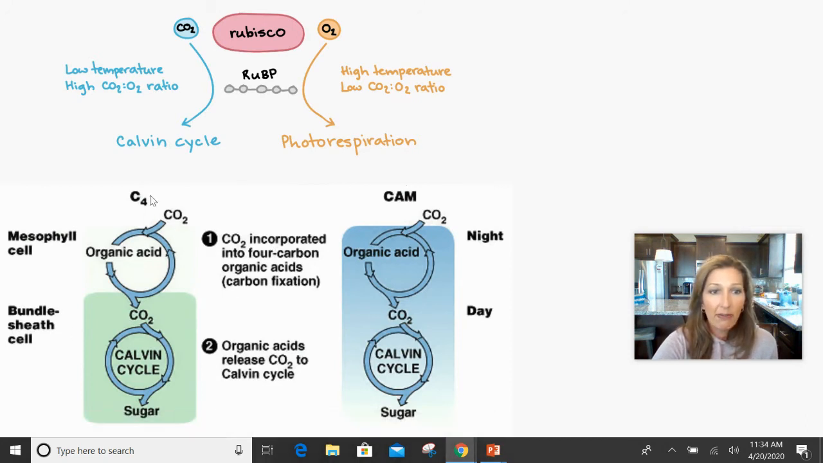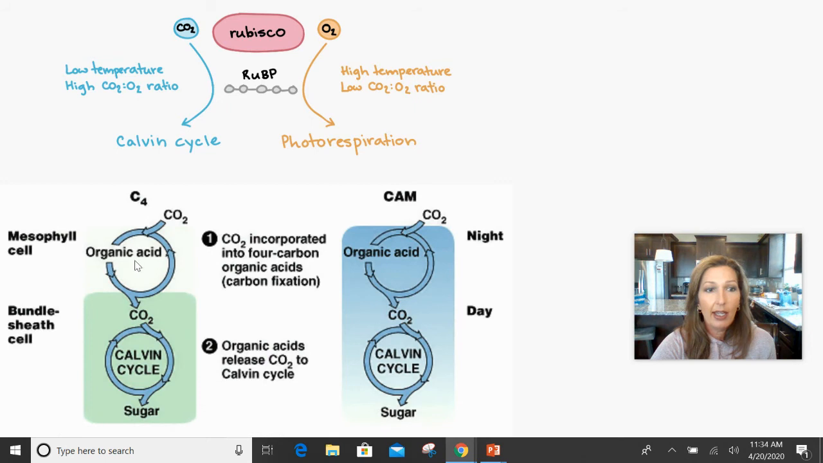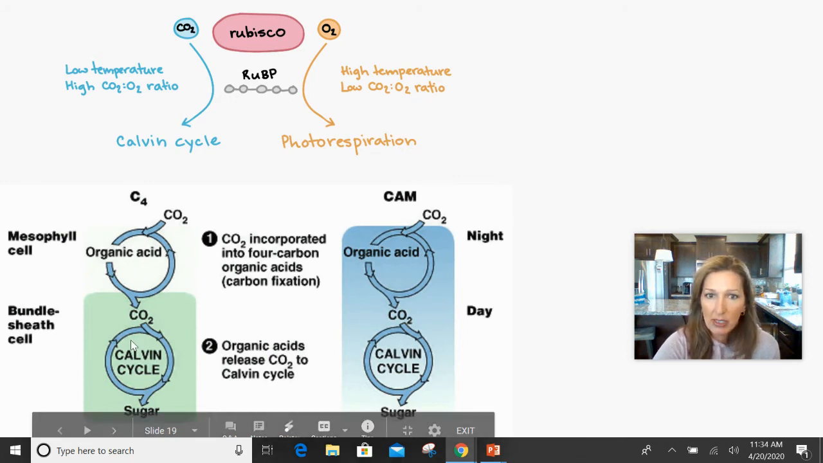Now, when we have C4 photosynthesis, it actually uses completely different regions of the plant, different cell specialization. So in the mesophyll cells, I've got carbon fixation happening with an organic acid, but then that organic acid is transferred deep down into the plant, into the bundle sheath cells. And this is where the Calvin cycle is going to take place, in a completely different region. So spatial arrangements are different there.